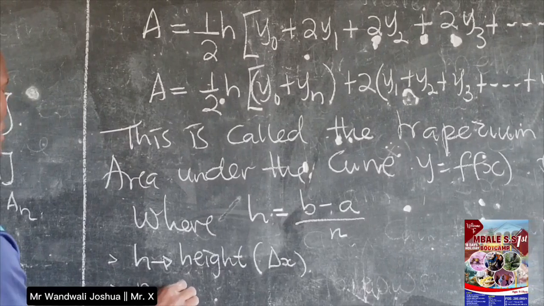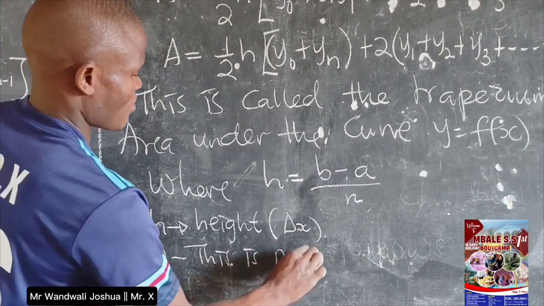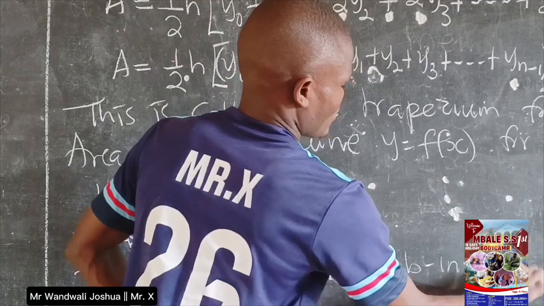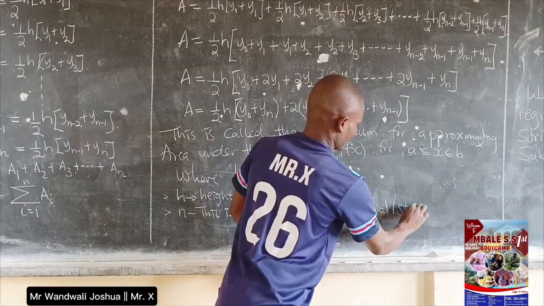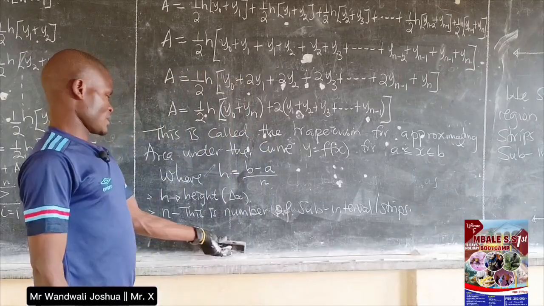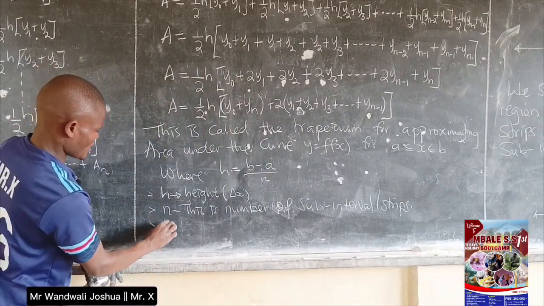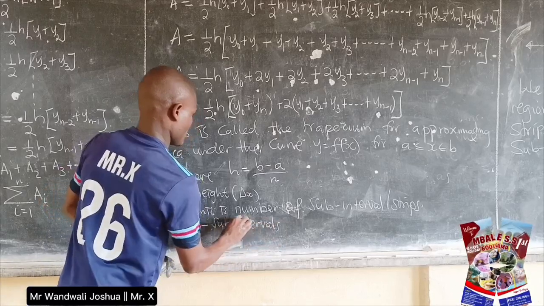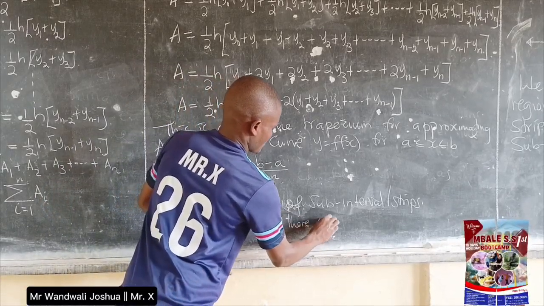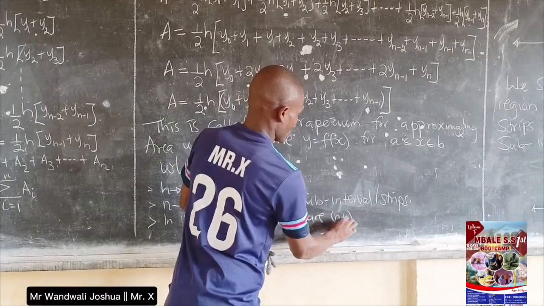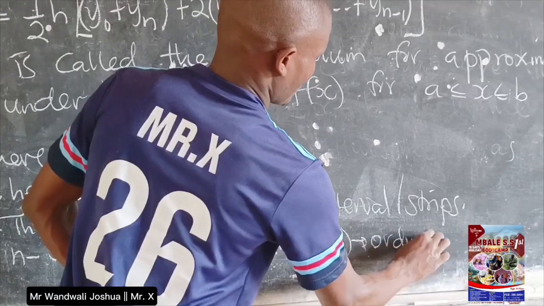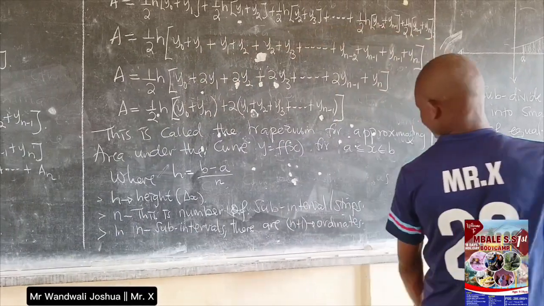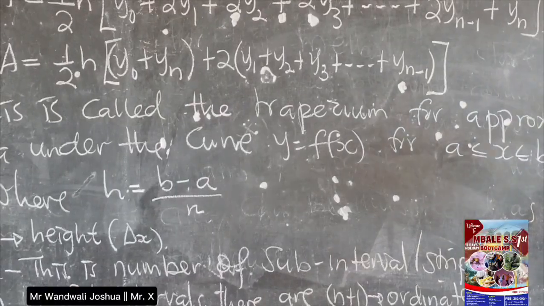Now n is the number of sub-intervals, or we can call them trapezoidal strips, or simply strips. Now, in any such sub-intervals, there are n plus 1 ordinates. And this is some of the areas you need to know.